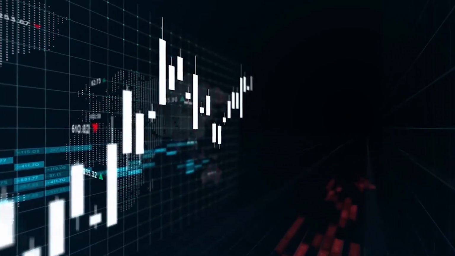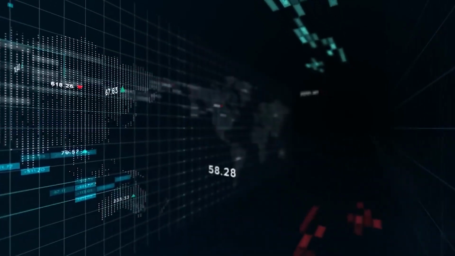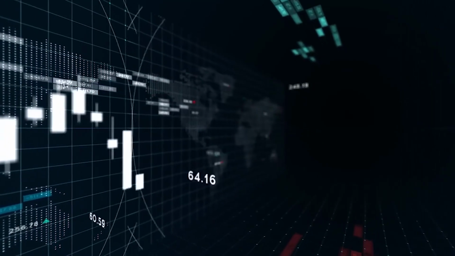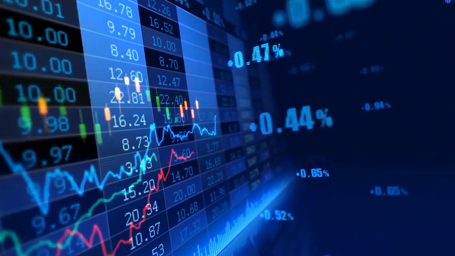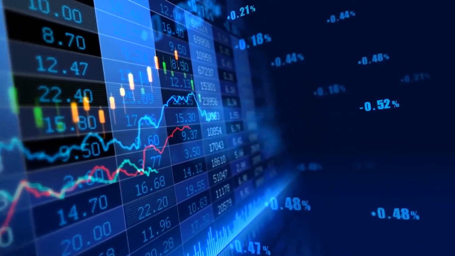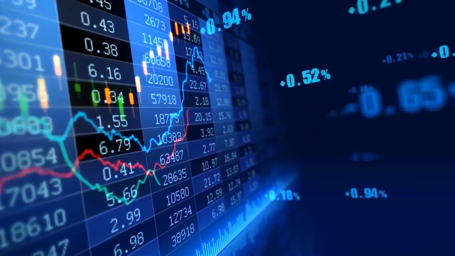Forex, or foreign exchange, is the market where different currencies are bought and sold. It is the largest financial market in the world, with a daily trading volume of over $5 trillion. In order to make informed decisions about buying and selling currencies, traders rely on various types of analysis. Let's take a look at some of the most common ones.